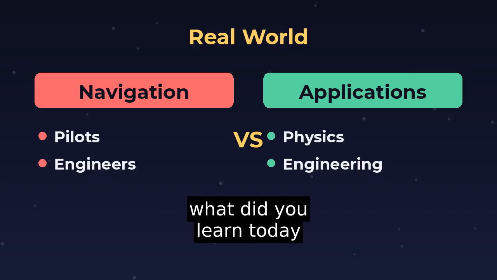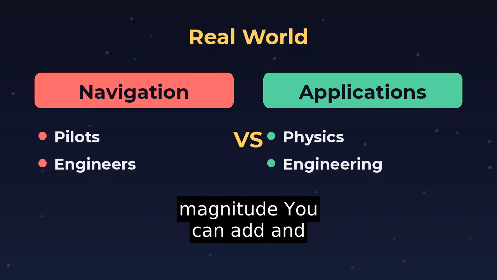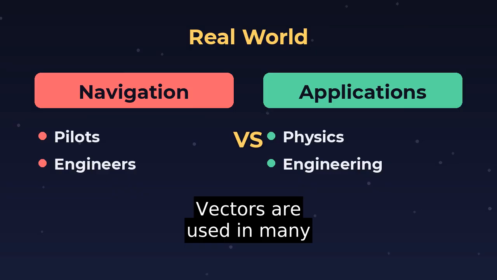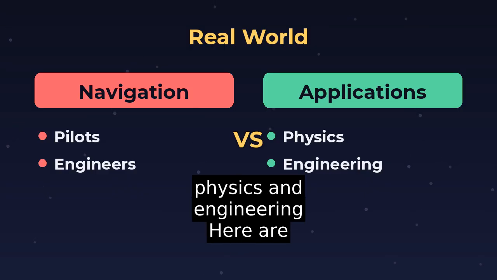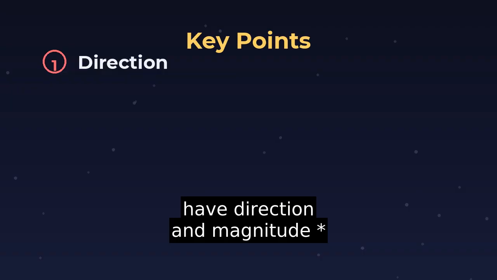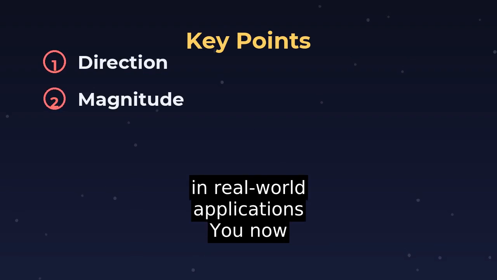So, what did you learn today? You learned that vectors are arrows that have direction and magnitude. You can add and scale vectors to solve problems. Vectors are used in many real-world applications, such as navigation, physics, and engineering. Here are the key points. Vectors have direction and magnitude. You can add and scale vectors. Vectors are used in real-world applications.